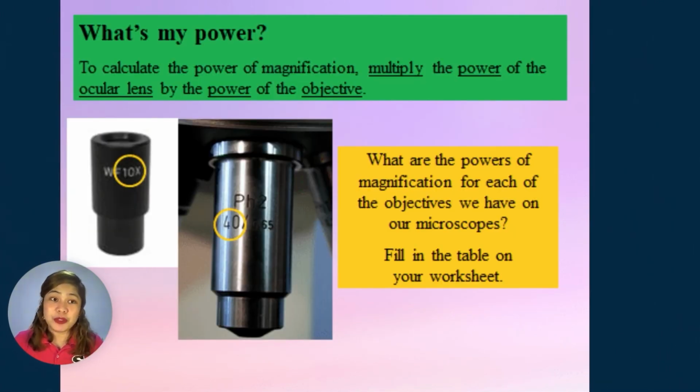So if you want to calculate the power of magnification, you will just multiply the power of the ocular lens or the eyepiece, because the eyepiece that we are using to view the specimen also has magnification power. You can see it on the side part of the eyepiece. In this case, we have 10x. And the objective lens that we are using is 40x. So how do you get the power of magnification? You just multiply it. 40 times 10 is equal to 400x. So that would be the power of magnification.